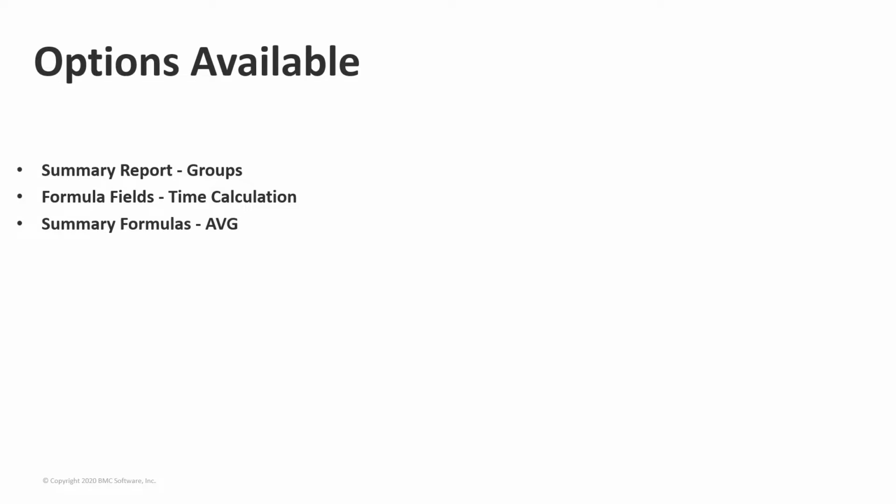We can use Salesforce Summary Reports for creating groupings, formula fields to calculate time in real time without using any process builder workflow, and something a little bit advanced, which is called summary formulas to calculate average without creating any custom fields or any additional formula fields. So how do we get that? These are our options that we're going to use.